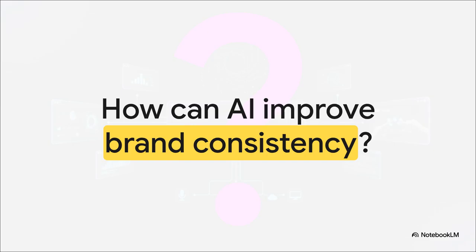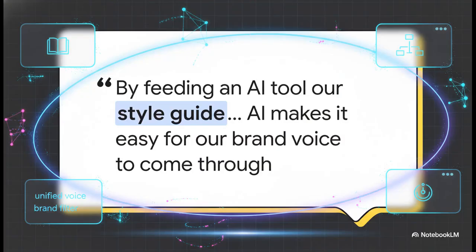So if we're heavily editing its output and making sure it has human oversight, how can AI improve brand consistency across a large team? Like, how do we use it to actually lock in our specific brand identity? Emily Schwartz from Hawkes provides the exact solution for this. She says, by feeding an AI tool our style guide, AI makes it easy for our brand voice to come through clearly and consistently, no matter the writer, context, or medium. The secret is in the guardrails. By actively feeding your company's style guide, your unique verbiage, and specific messaging notes directly into the prompt, the AI ensures a unified voice. It acts like a powerful brand filter.